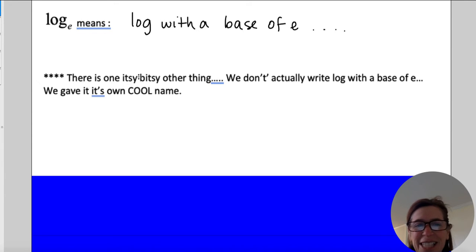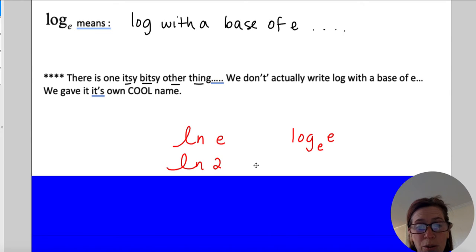And so there's just this itsy bitsy other thing. We're not going to write it like that, okay? We gave it its own cool name for the natural log, and that's ln. Yeah, I know, a cursive L and then N and then E. Like if I write ln e, that's log base e of e. If I write ln 2, that's really log base e of 2, but we're going to write it like this. This is how you're going to see it. So that means it's the natural log.